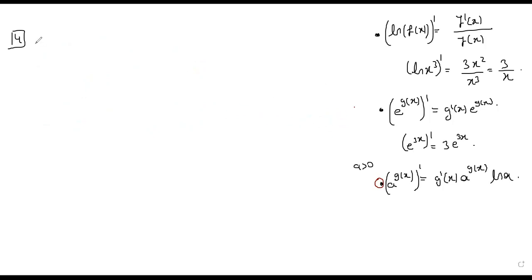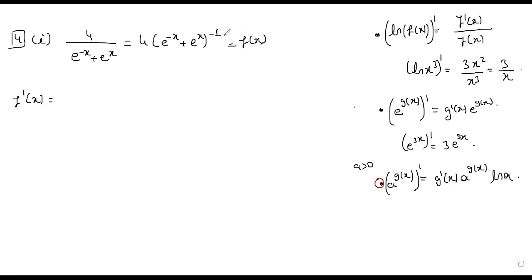Let's solve I, which is 4 over e to the minus x plus e to the x. So we rewrite it, as you can guess, in this form, call it f of x. So we find f prime of x. We first apply the power rule. Okay, we get this times this function's derivative.